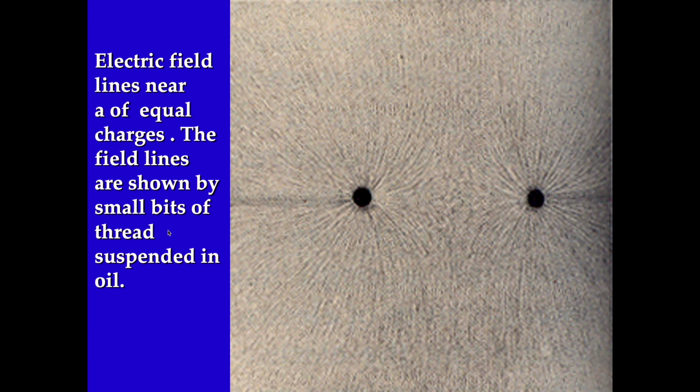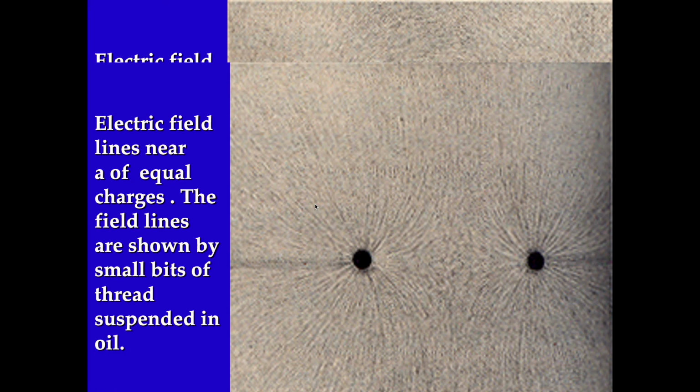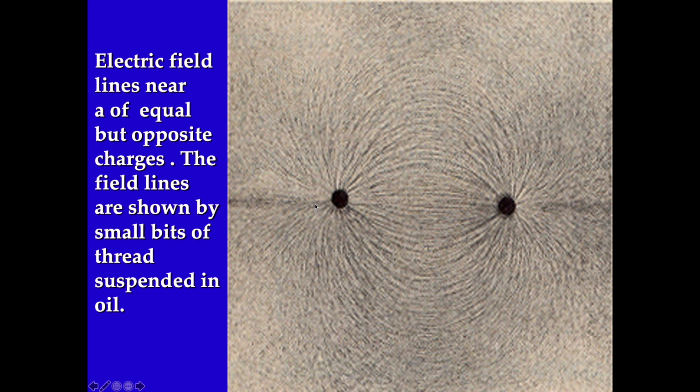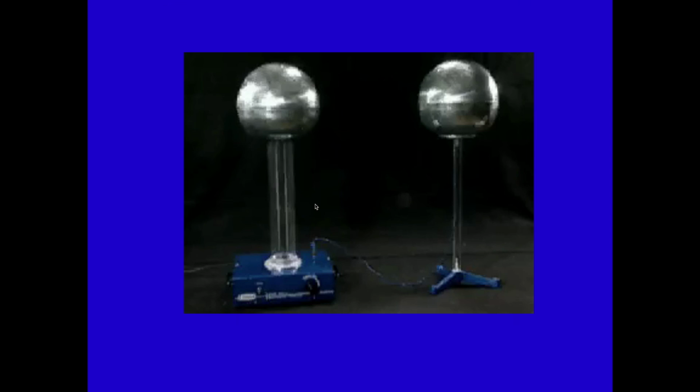Now let's take a look at what happens with a dipole. Equal but opposite charges. That's what the field lines of a dipole look like. So this shows you the vectors that are connected by lines. Remember the vectors I showed you a little while ago? These are the vectors connected by lines. Let me show you this video.